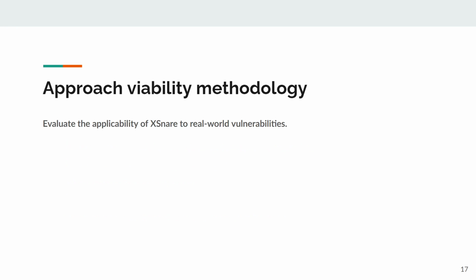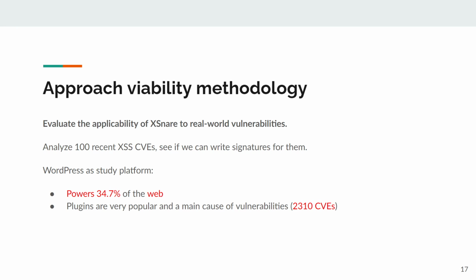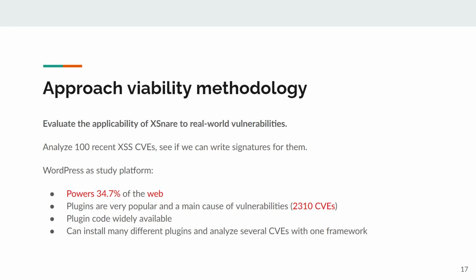So for our approach viability, we want to evaluate the applicability of XSnare to real-world vulnerabilities. So we analyzed 100 recent XSS CVEs and see if we can write signatures for them. We use WordPress as a study platform for several reasons. First, WordPress powers almost a third of the web. And plugins are very popular and the main cause of vulnerabilities. There's upwards of 2,000 CVEs right now for WordPress plugins. Plugin code is widely available, so we can see it for ourselves. And finally, we can install many different plugins and analyze the different CVEs with only one framework.